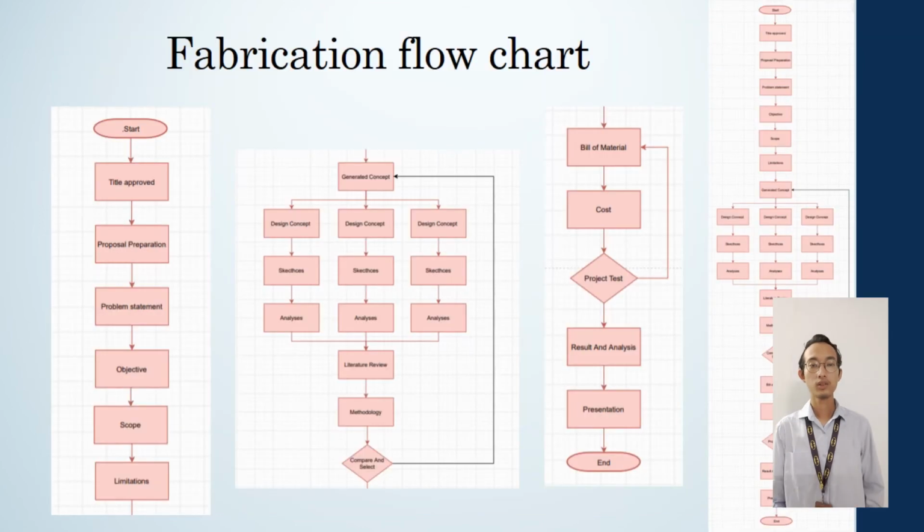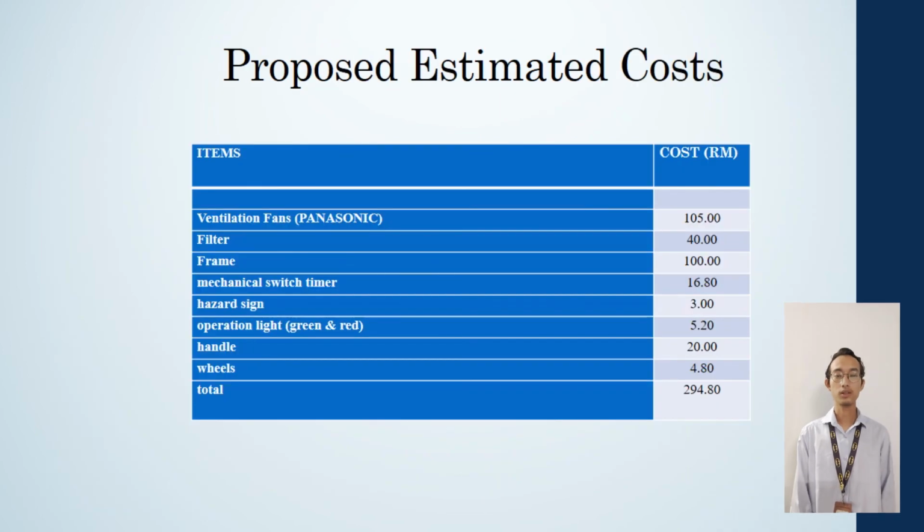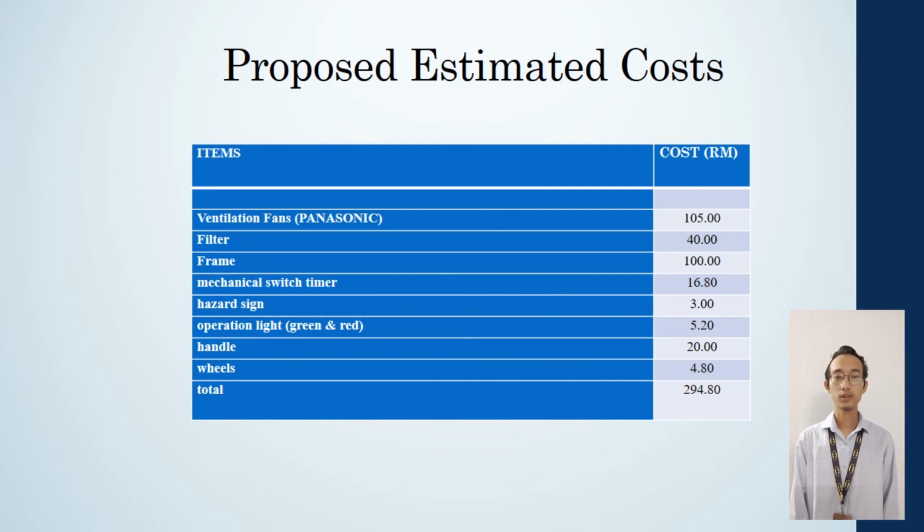And for the next slide, it is our fabrication flow chart, and the flow chart is our progress throughout our project 1. And the next one is our proposed estimated cost. For the highest cost, we find that the ventilation fans are around 105 ringgit, and the total of our cost is 294 ringgit and 80 cents.